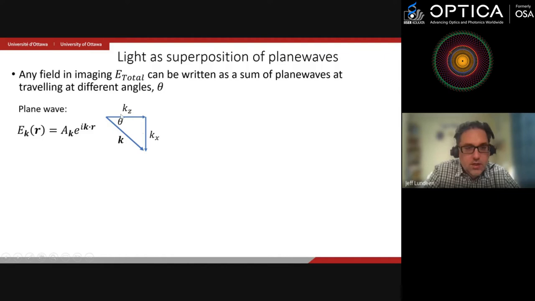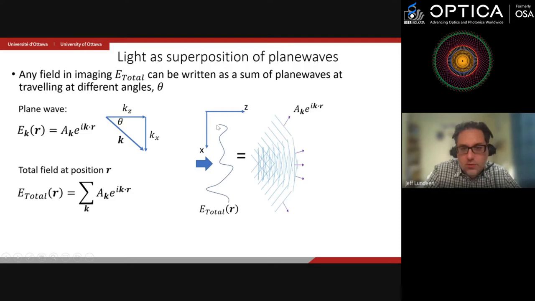A general field, E total, so of any sort of transverse shape, so this is x, that's z, any transverse shape can be written as a sum of plane waves, where all you're varying is the real amplitude and the phase. So you can lump those together into a complex amplitude. So you have a sum of plane waves. So any distribution can be represented as a sum of plane waves.